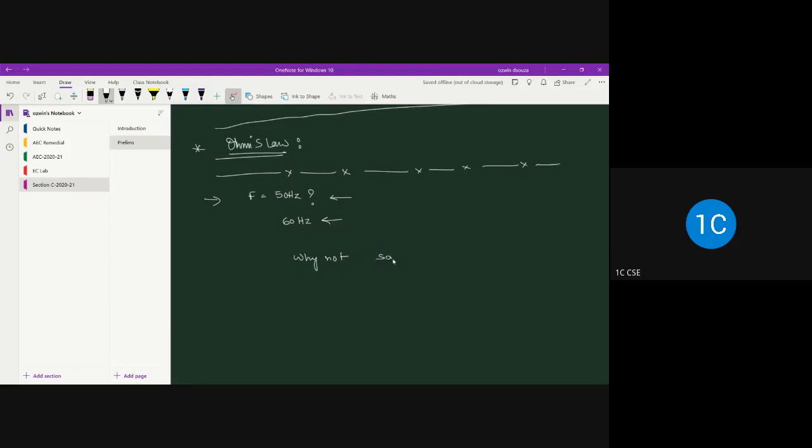Why not say 5 hertz, or why not say 5 kilohertz? Okay, low and high. This 50 and 60 hertz is considered moderate frequency. So why are we operating at a moderate frequency? Why don't we operate at a very low frequency or very high frequency? Okay, this is the first question.